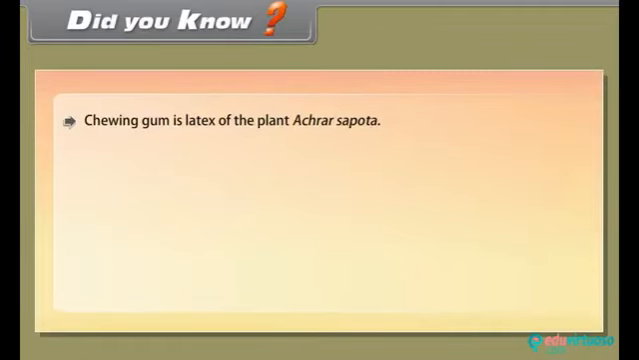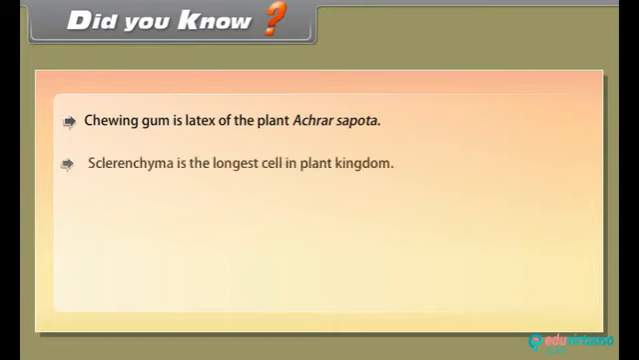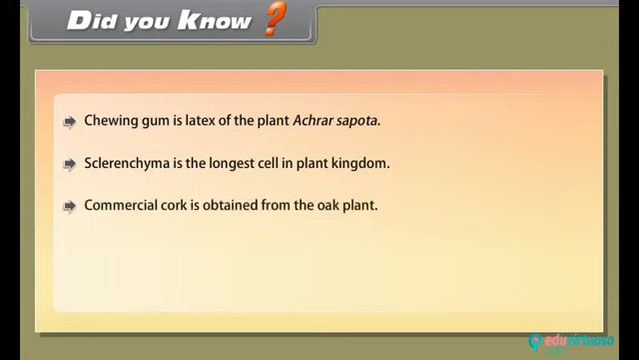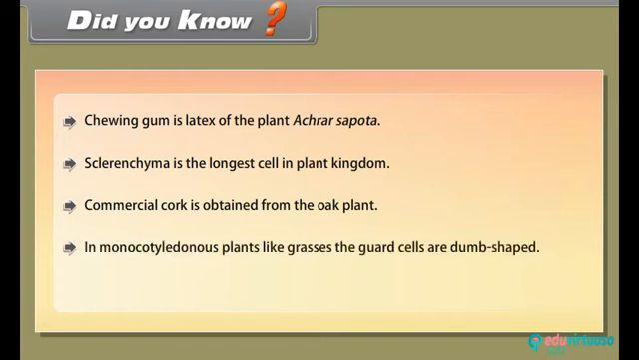Did you know chewing gum is the latex of the plant Achras sapota? Sclerenchyma has the longest cells in the plant kingdom. Commercial cork is obtained from the oak plant. In monocotyledonous plants like grasses, the guard cells are dome-shaped.